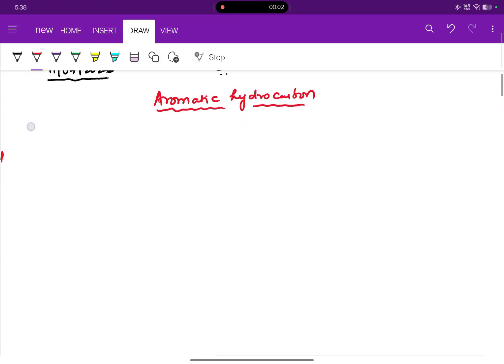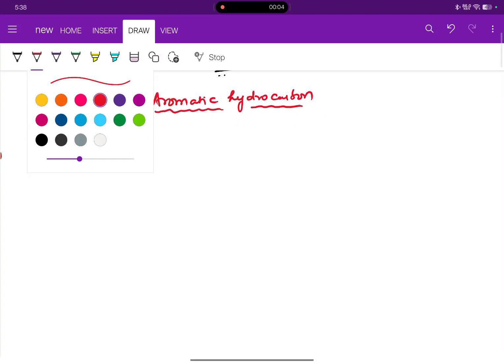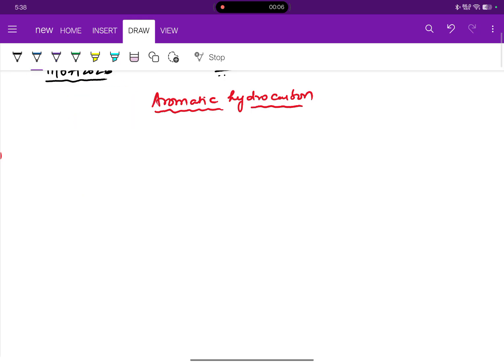So when you take an aromatic hydrocarbon, especially a very simple one like benzene, and if you treat it with dichlorine (Cl2) in the presence of FeCl3, you will find that chlorobenzene is formed.